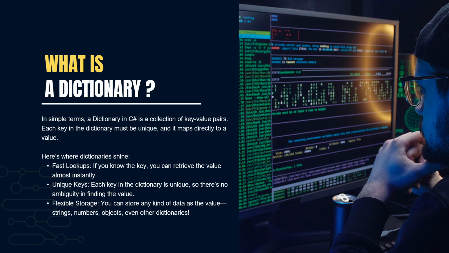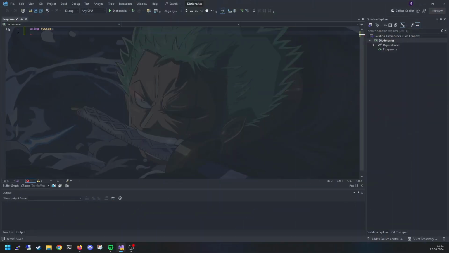Here's where dictionaries shine. Fast lookups: if you know the key, you can retrieve the value almost instantly. Unique keys: each key in the dictionary is unique, so there's no ambiguity in finding the value. Flexible storage: you can store any kind of data as the value: strings, numbers, objects, even other dictionaries. In a nutshell, dictionaries are perfect for scenarios where you need to associate one piece of data with another and retrieve it quickly. Let's start by creating a dictionary.